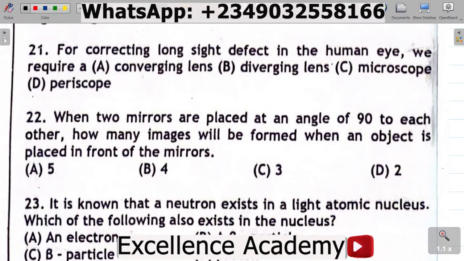It is corrected with the aid of a converging lens in front of the eyes. So for this, the answer there is A, converging lens. Now this is under optics, question 21.